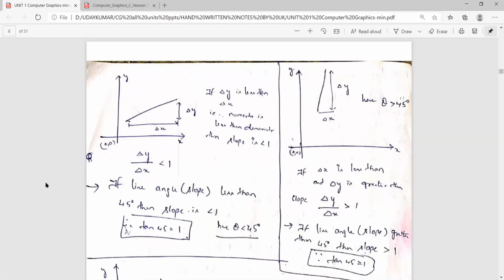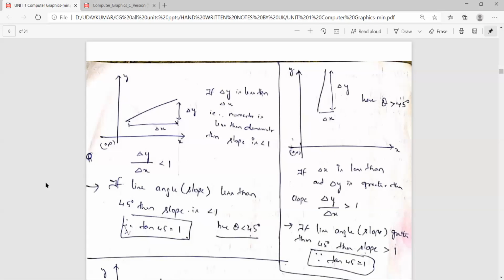Yes, sir. Okay. So if you take delta y is less than delta x, what is delta y? Difference of y coordinates. Delta y means difference of y coordinates. So if you take dy by dx less than 1, so if you calculate the slope, then we get the slope less than 1 for the given straight line by giving some starting point and ending point of the straight line, right?